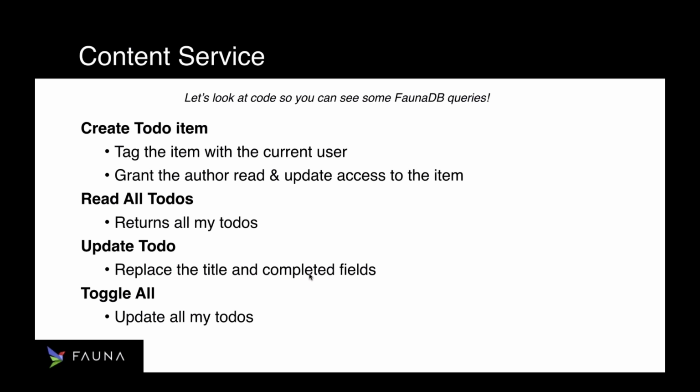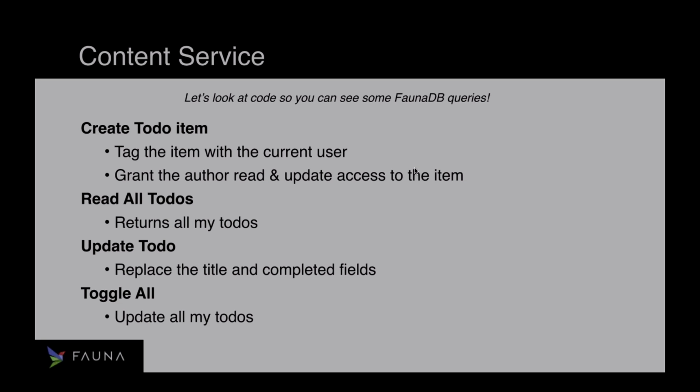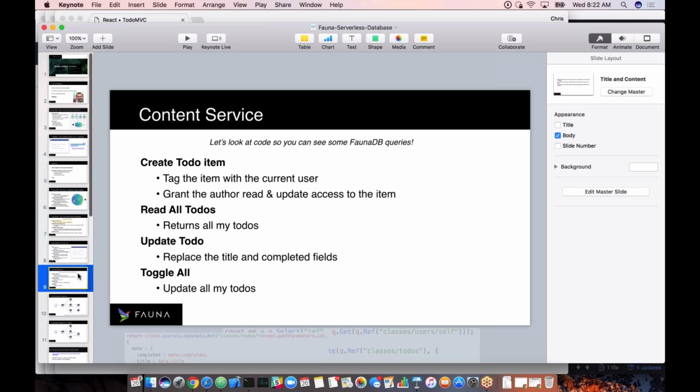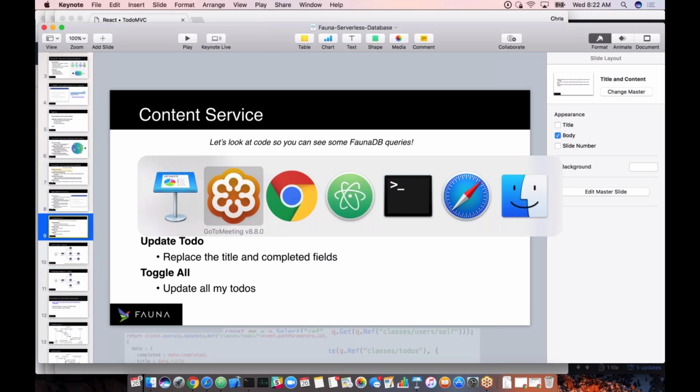So in the content service, and we'll get into the code in a second here, I want to go through and read you the pieces of code we're going to look at. We're going to look at how a to-do item is created, and we'll get to see the actual Fauna query that creates the to-do item. We'll look at how you can read all the to-dos and how the security model makes it so I only see my to-dos. We'll look at updating an object, and so parsing some JSON and updating the title, and then also how to toggle multiple objects, so to run a query that updates multiple different objects. So now we can jump into the code and take a look at some of those queries.